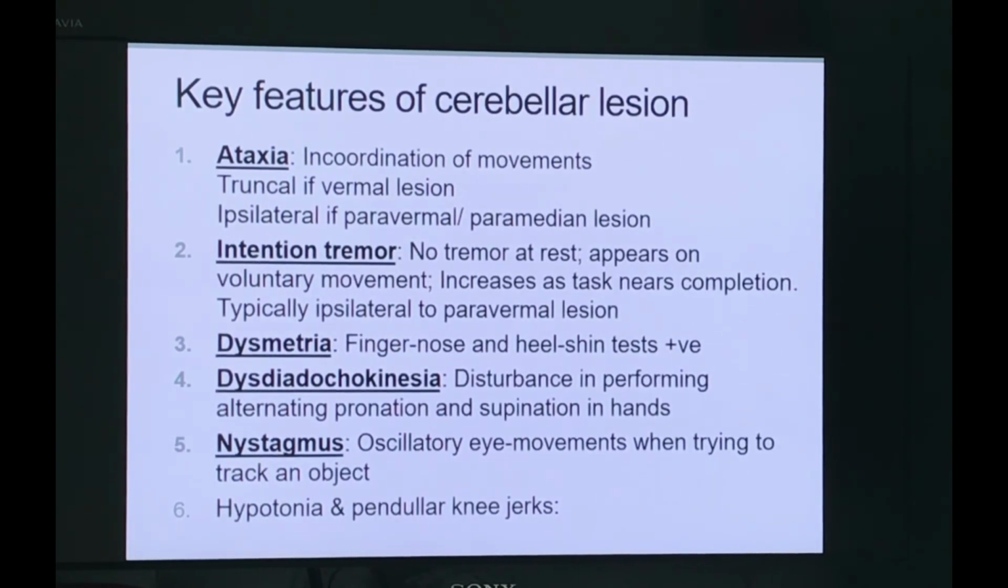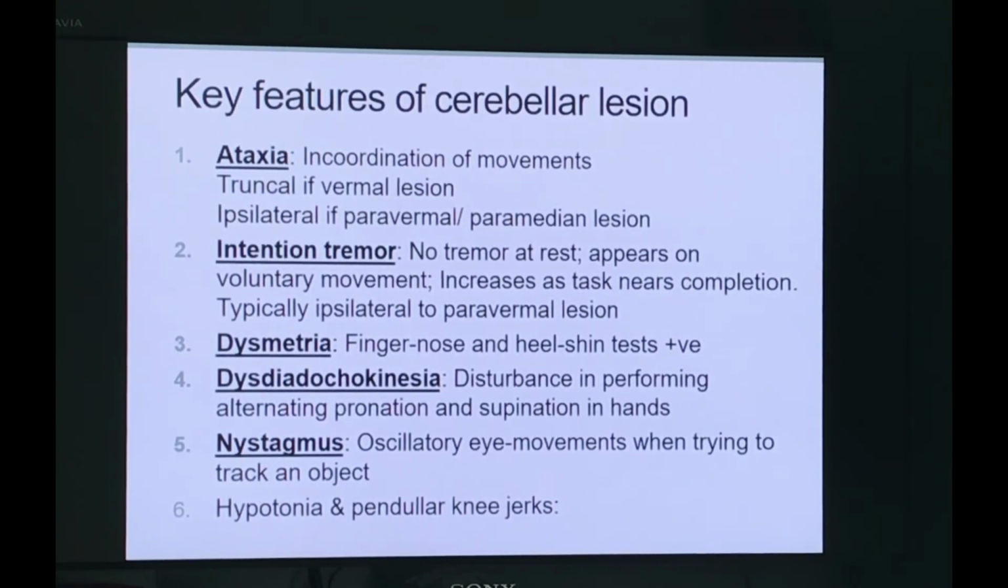Ataxia, that is incoordination of movement. It can be truncal ataxia whenever there is a vermal lesion, or limb ataxia whenever it is a paravermal or paramedian lesion. Intention tremor: at rest they won't have any shivering, mainly in the distal limbs there are no tremors, but it appears whenever a voluntary movement has to be done. It increases as the task nears completion, so when they reach for some object, near to that they'll have the tremors. Typically ipsilateral to a paravermal lesion.